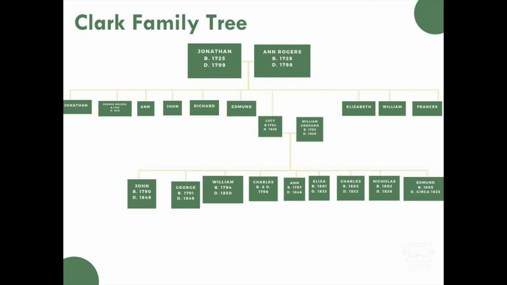Below William and Lucy, you'll see all of their 9 children: John, George, William, Charles, Anne, Eliza, Charles and Nicholas, the twins, and lastly, Edmund. So you can see that family trees are actually a great wealth of information. All in one place, you have information about your family members. You can go back as far as you can.